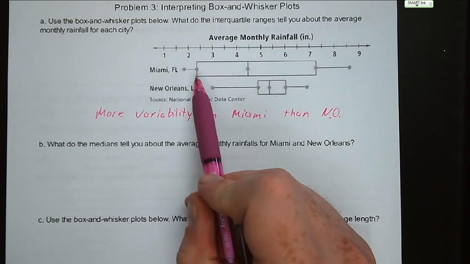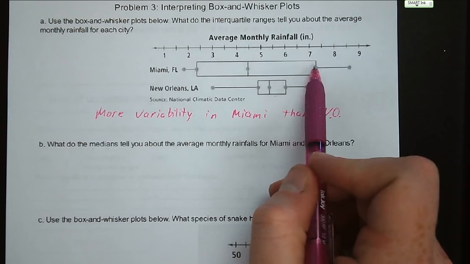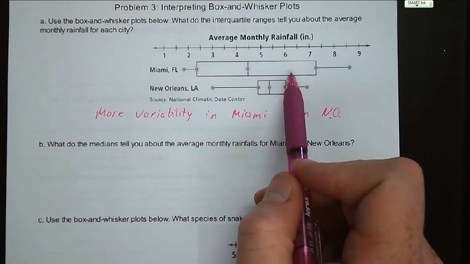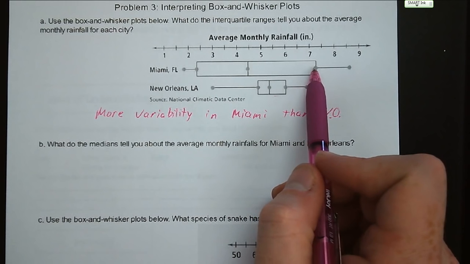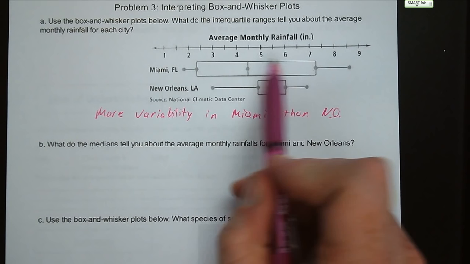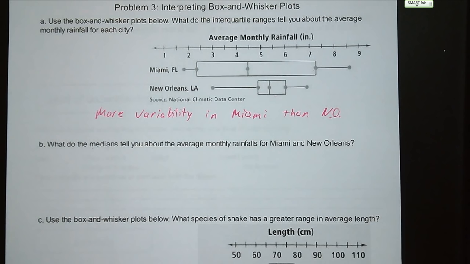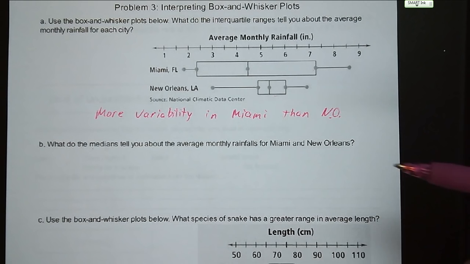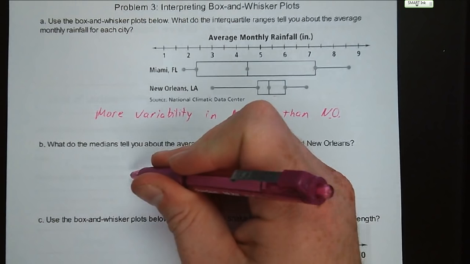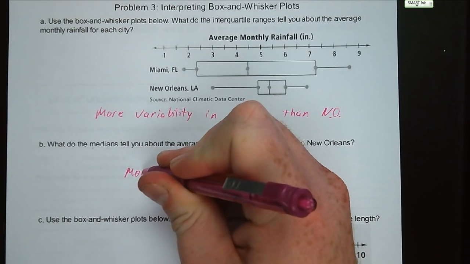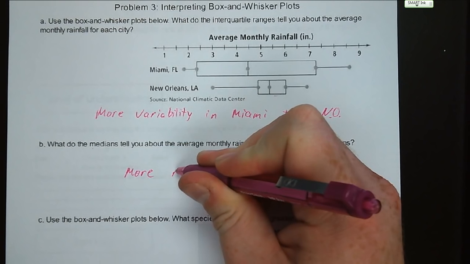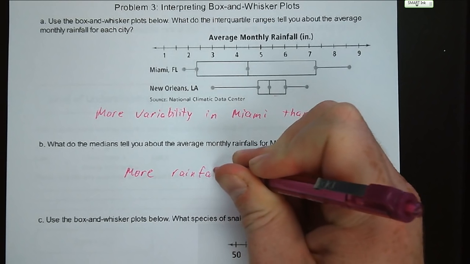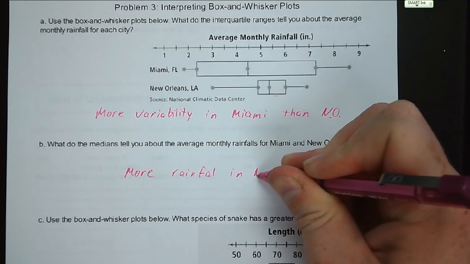However, the middle 50% in Miami is between 2.5 and 7.25 inches. So that's a pretty large range of average rainfalls. What do the medians tell you about the average monthly rainfall in New Orleans and Miami? Well, there's more on average in New Orleans.